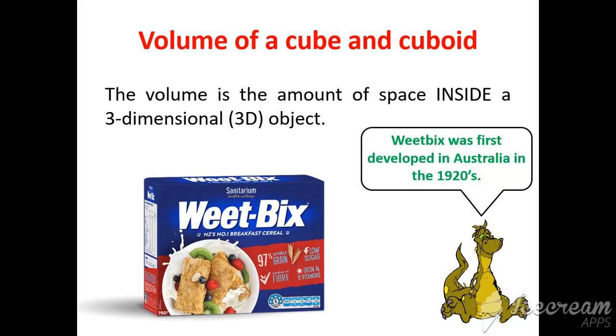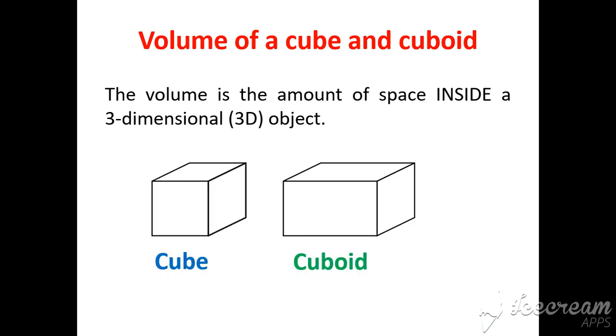Now, the volume is the amount of space inside a three-dimensional object. So area was the amount of space inside a 2D flat shape. Volume is the amount of space inside a 3D shape, and the 3D shapes we're going to focus on in this video are a cube and a cuboid.